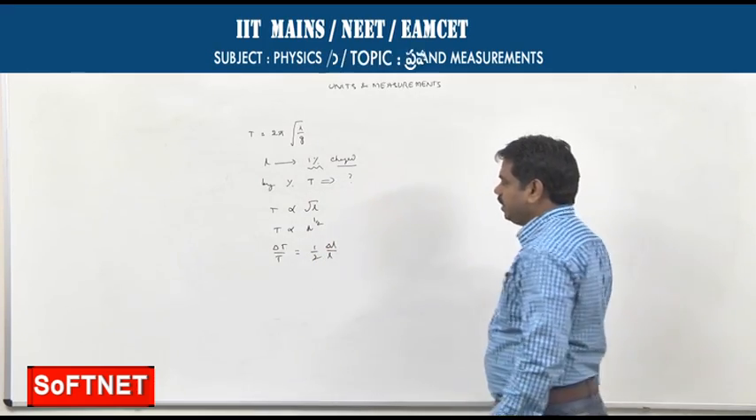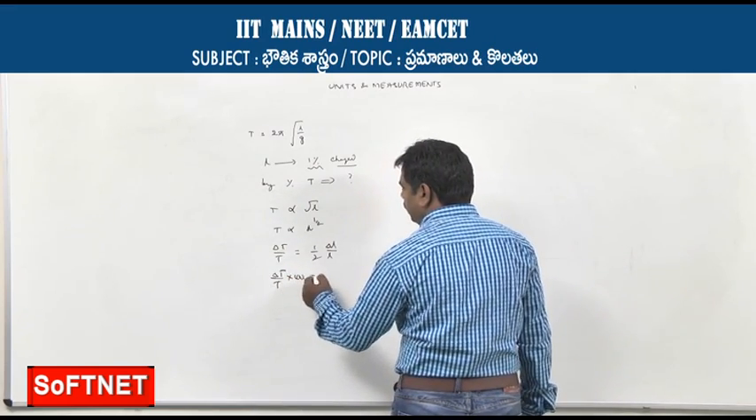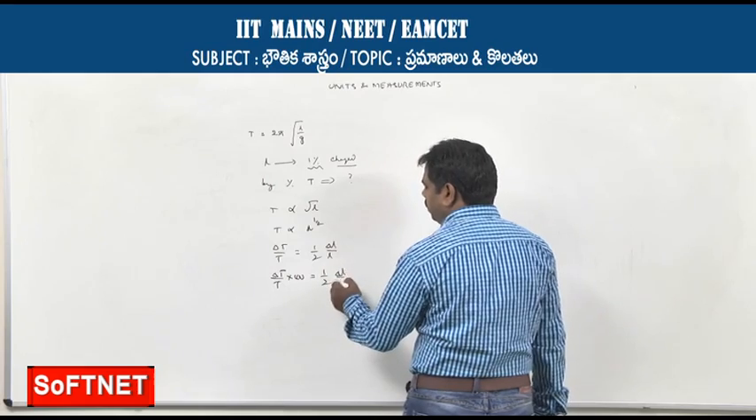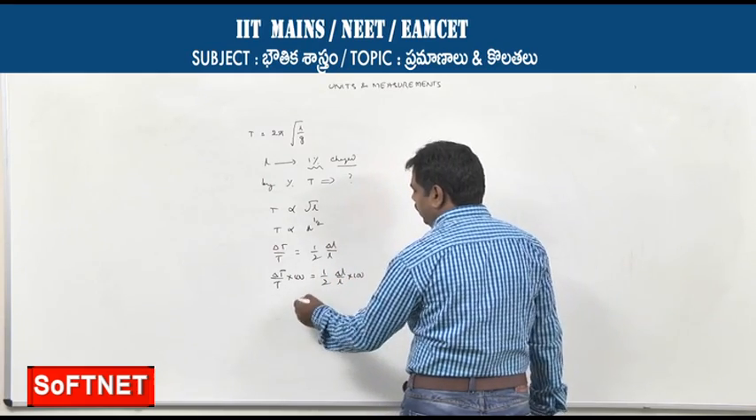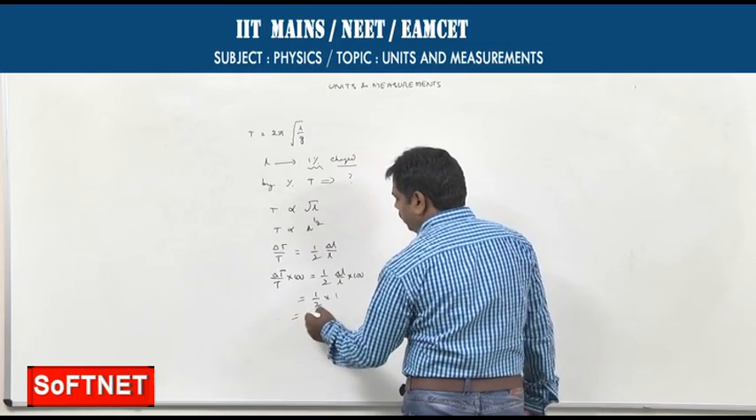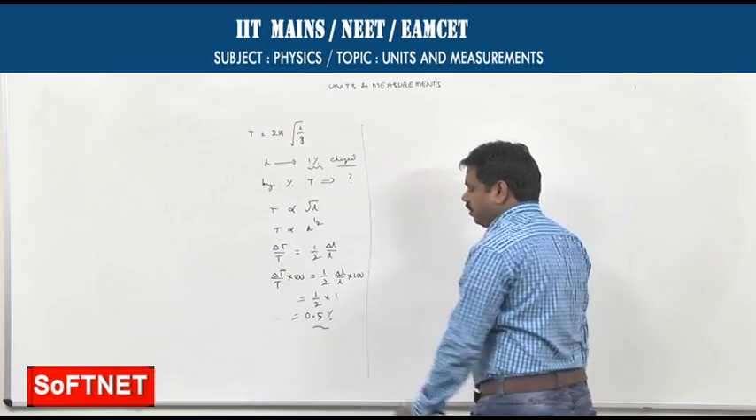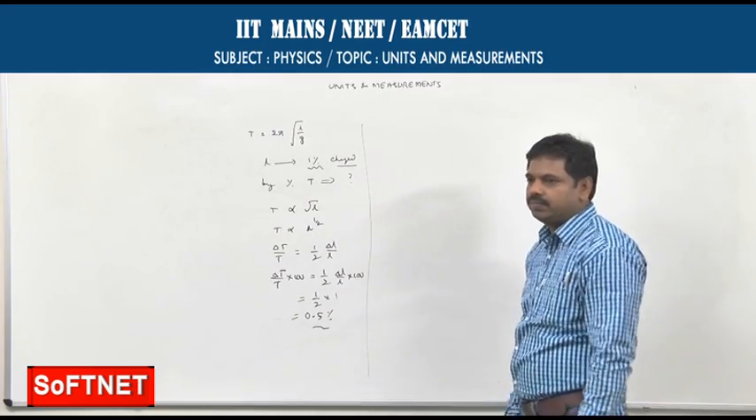When I take it in percentage, directly I will get delta T by T into 100 is equal to 1 by 2 into delta L by L into 100, that is 1 by 2 into 1%, as 1% is already given to you. So the time period of the simple pendulum will change by 0.5%.